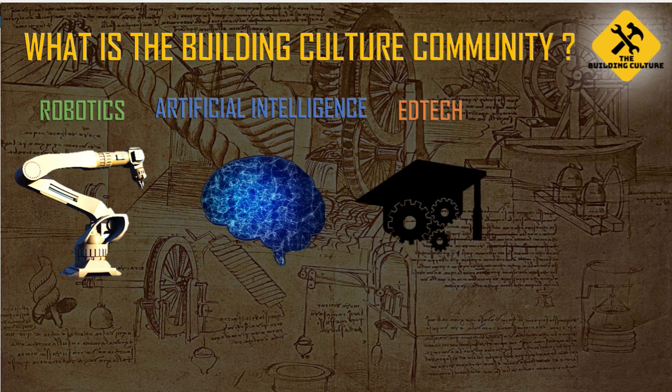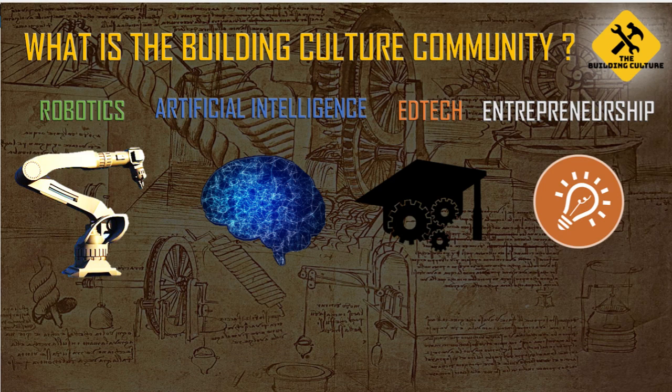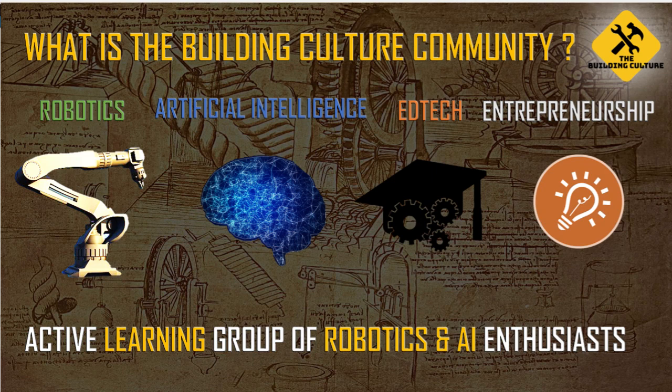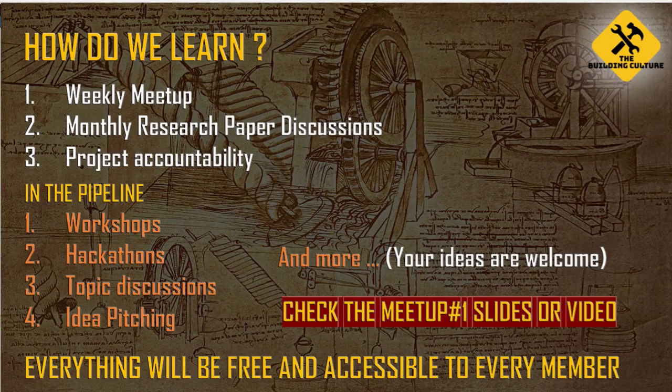So what we are doing here is that we are a learning community of robotics and artificial intelligence, and we are experimenting with new ways of learning so that we can learn more efficiently and also have some fun in the process. The way we learn is that we conduct weekly meetups where we learn from each other. Ideally, one person would be sharing a project, but we also experiment with new formats. And we do monthly research paper discussions. We had the first research paper discussion a couple of days ago, and I'll be uploading the full video recording on YouTube.